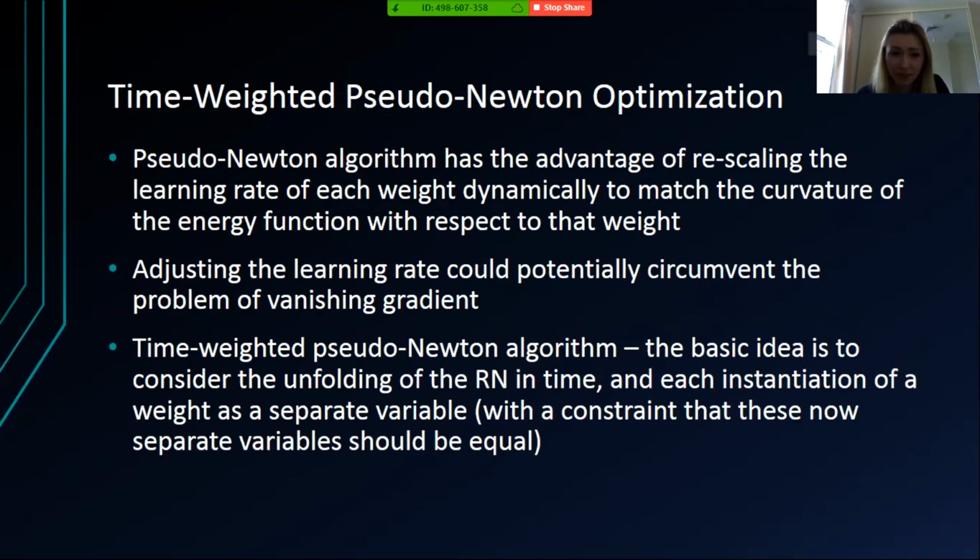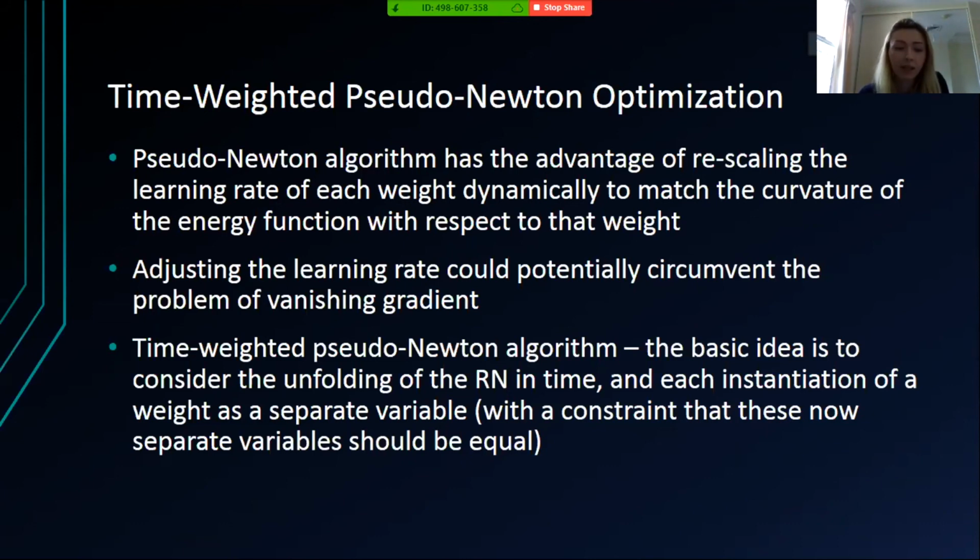Time-weighted pseudo-Newton optimization. The pseudo-Newton algorithm for neural networks has the advantage of rescaling the learning rate of each weight dynamically to match the curvature of the energy function with respect to that weight. This is something we are interested in because adjusting the learning rate could potentially circumvent the problem of vanishing gradient. This algorithm consistently performs better than standard backpropagation, but it still fails increasingly as we increase the span of input-output dependencies. This algorithm and the previous theoretical results inspired the time-weighted pseudo-Newton algorithm.